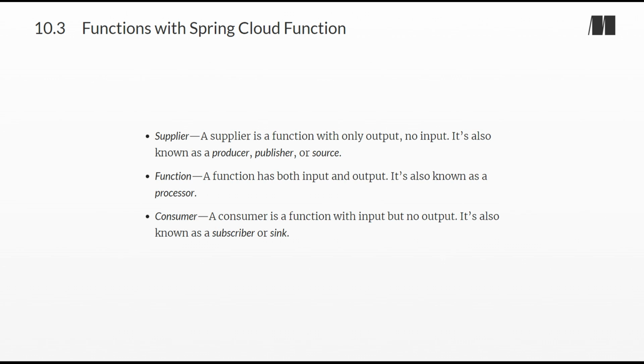Supplier. A supplier is a function with only output, no input. It's also known as a producer, publisher, or source. Function. A function has both input and output. It's also known as a processor. Consumer. A consumer is a function with input but no output. It's also known as a subscriber or sink.